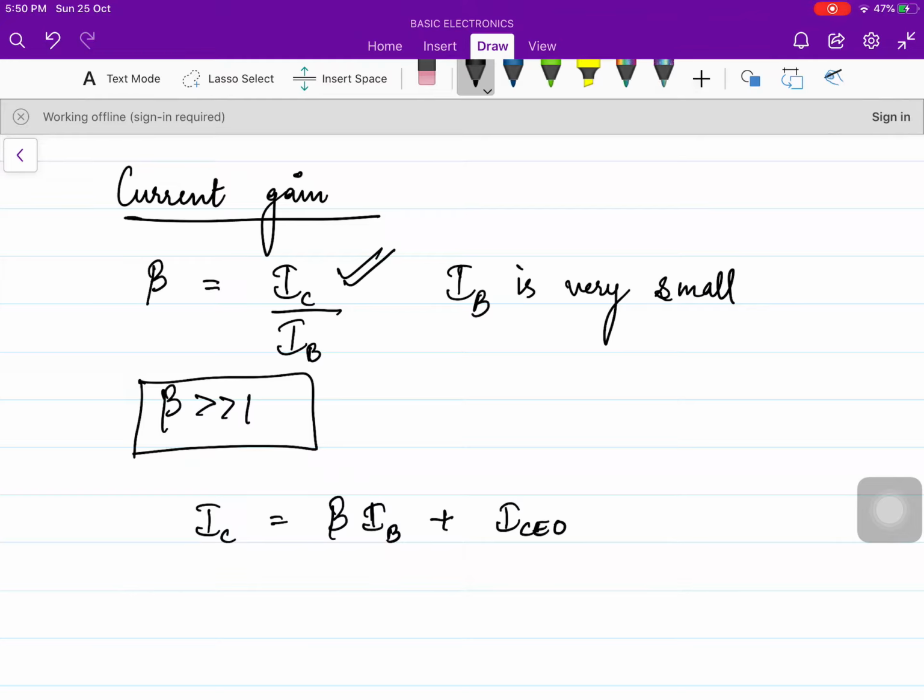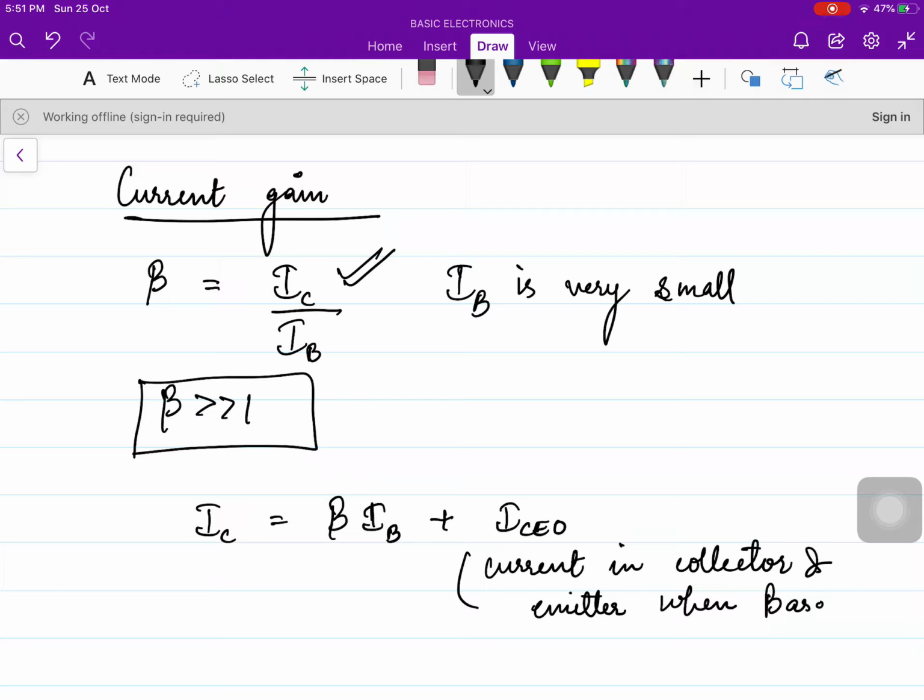ICEO. The main thing to remember is, remember it as common emitter leakage current, but the actual full form of this particular term is current in collector and emitter terminal when the base is open. Current in collector and emitter terminal when base is open. So this is the equation of collector current for common emitter.